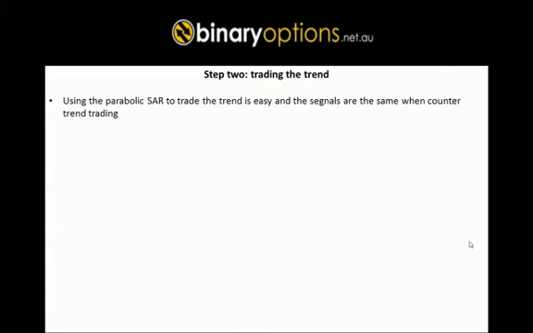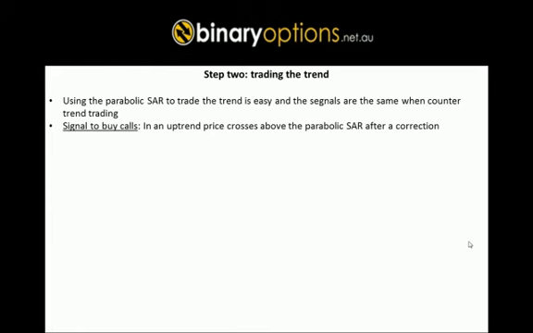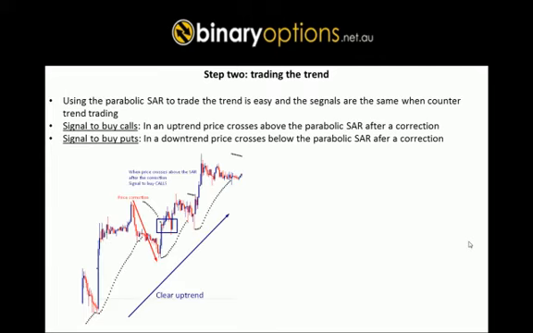And this is basically one hidden aspect of the Parabolic SAR. Using the Parabolic SAR to trade the trend is easy, and the signals are the same as when counter-trend trading. A signal to buy calls in an uptrend is when price crosses above the Parabolic SAR after a correction, and a signal to buy puts is in a downtrend when price crosses below the Parabolic SAR after a correction. Now let's see an example.